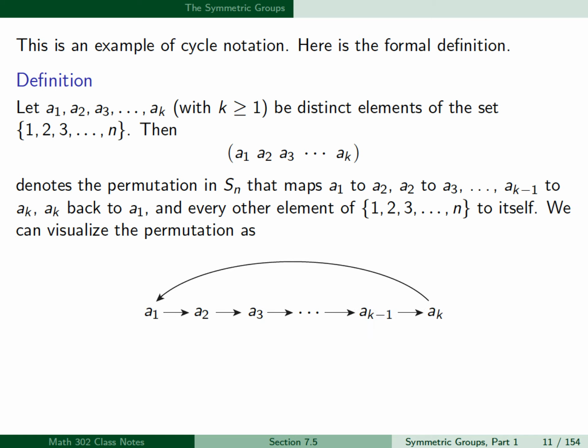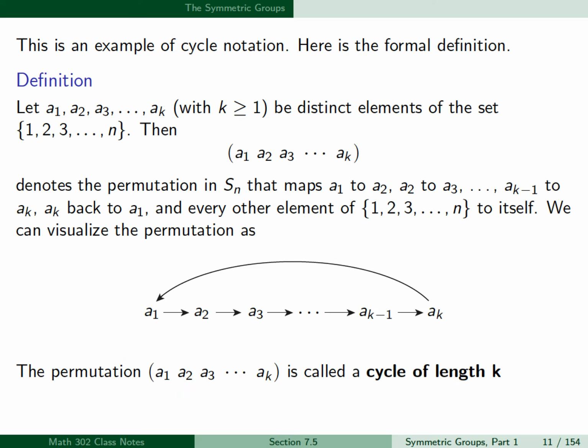And we can visualize the permutation by the following diagram. So A1 maps to A2, A2 to A3, all the way down to A sub k minus 1 maps to A sub k, and then A sub k maps back to A sub 1. Now the permutation A1, A2, A3 down to A sub k is called a cycle of length k, or a k-cycle.